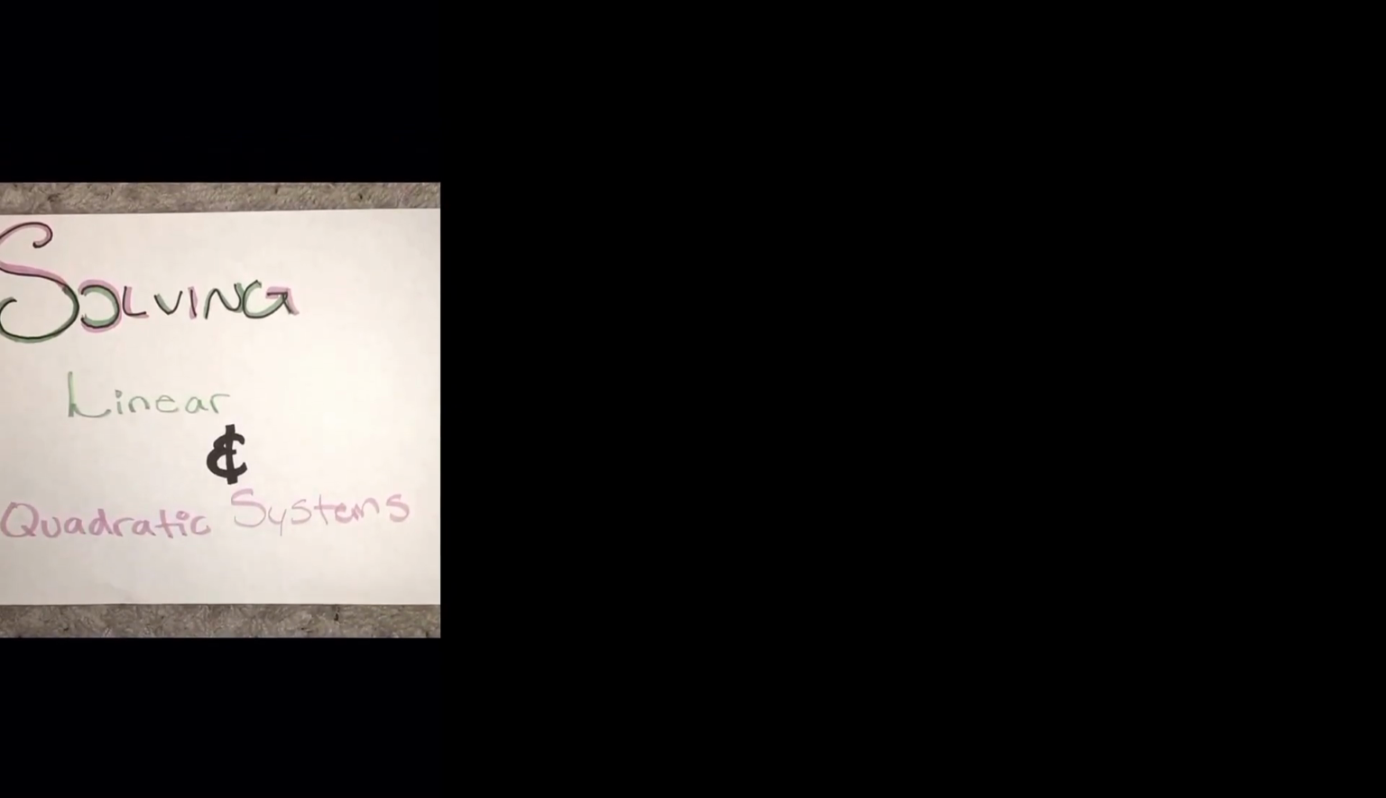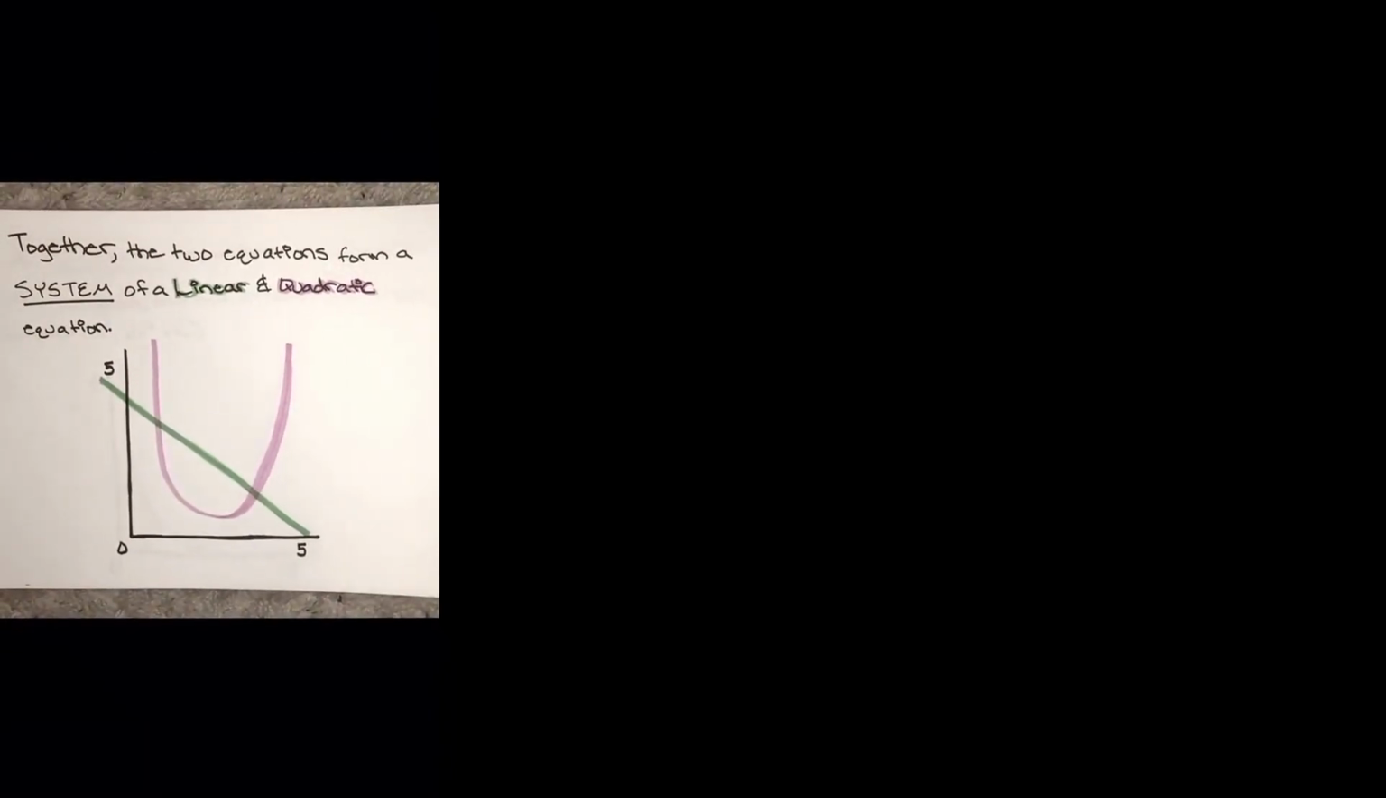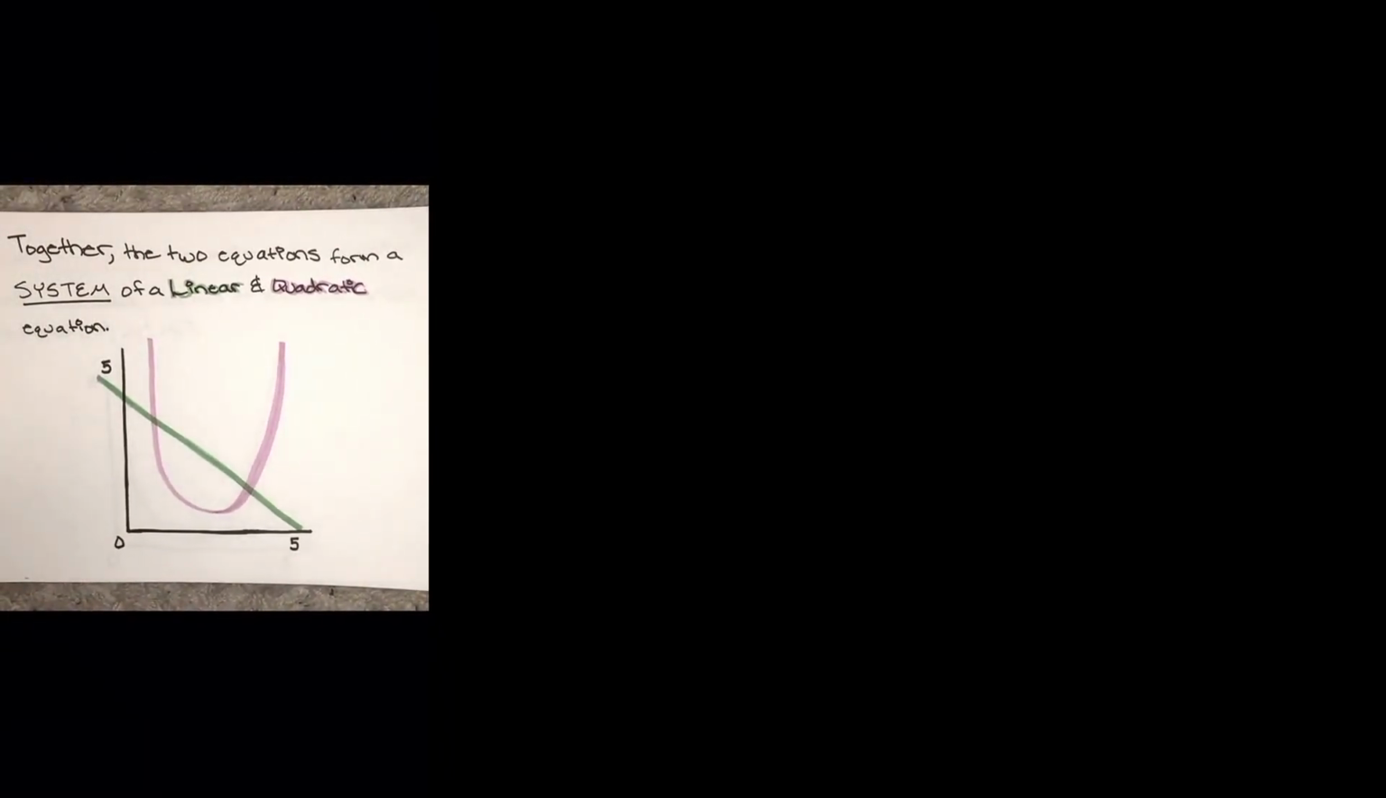First off, what is a linear equation? Well, a linear equation is basically what it is, an equation of a line. A quadratic equation is the equation of a parabola and has at least one variable squared. For example, x squared, 2x squared, 4x squared, it all doesn't matter. Together, the two equations form a system of linear and quadratic equations.